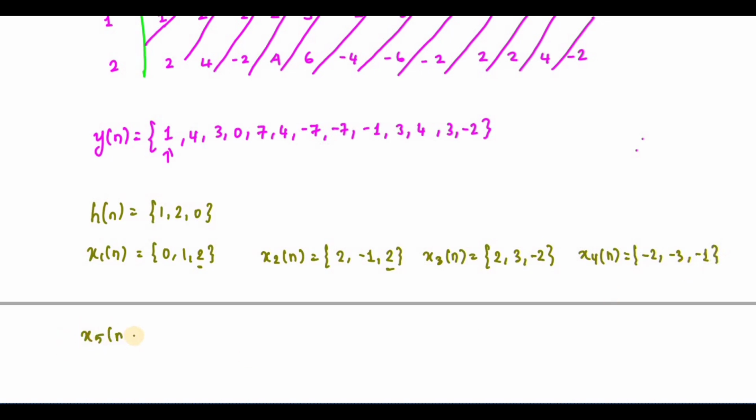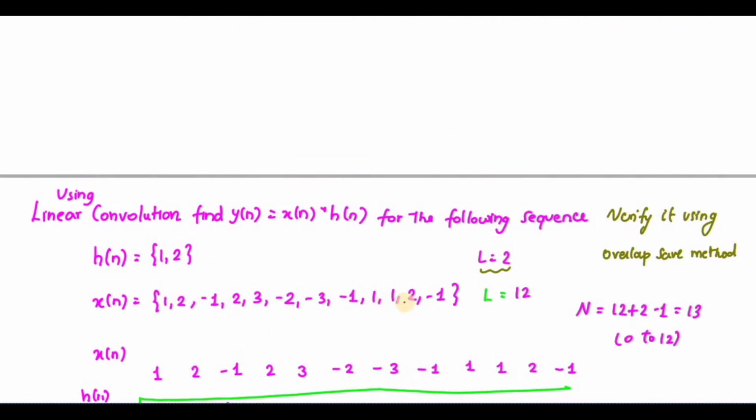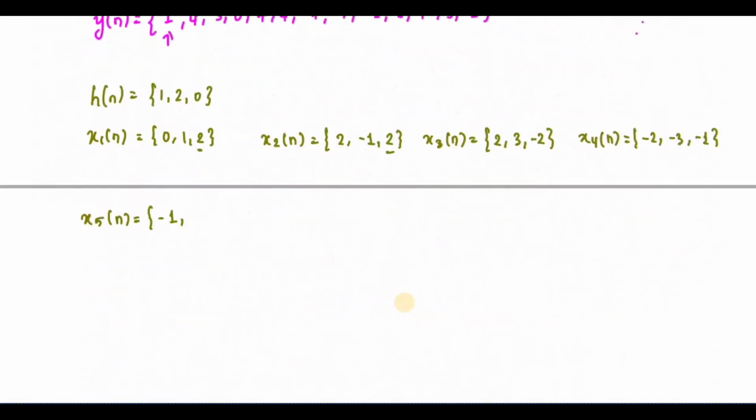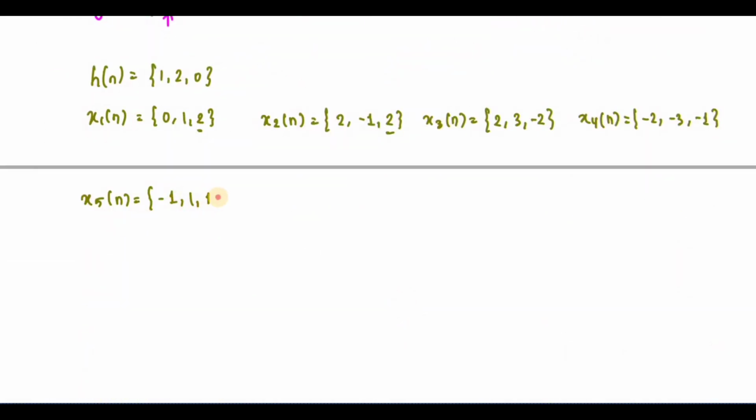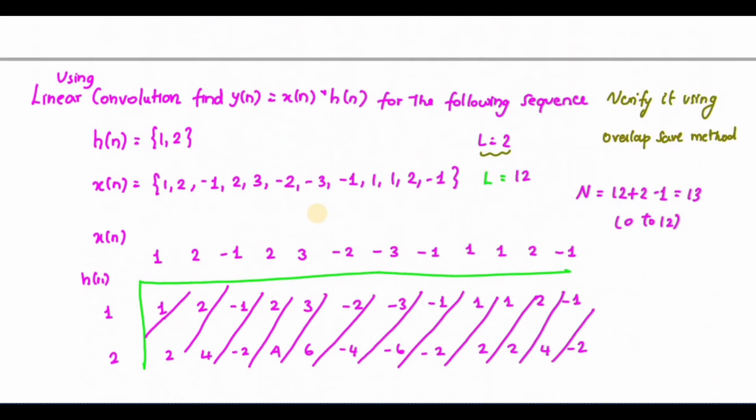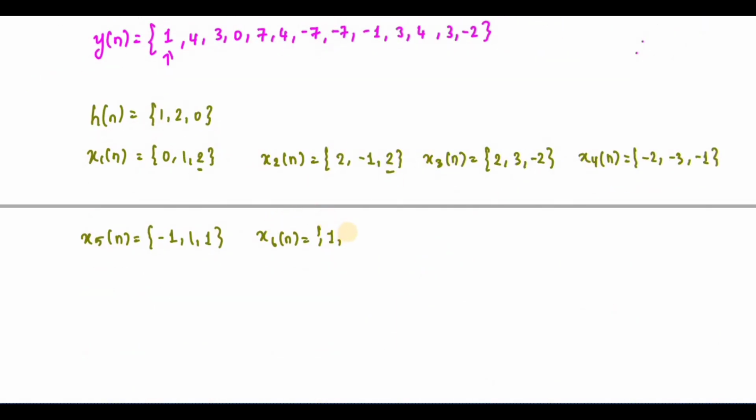Next, x5 of n is equal to minus 1 comma 1 1. x6 of n is equal to 1 comma 1 comma 2. Next, x7 of n is equal to minus 1 comma 0 comma 0.